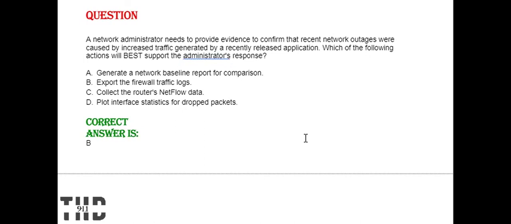The network administrator needs to provide evidence to confirm that recent network outages were caused by increased traffic generated by the recently released applications. Which of the following actions will best support the administrator's response? Option A, generate the network baseline report for comparison. Option B, export the firewall traffic logs. Option C, collect the router's NetFlow data. Option D, plot interface statistics for dropped packets. Option B is correct.